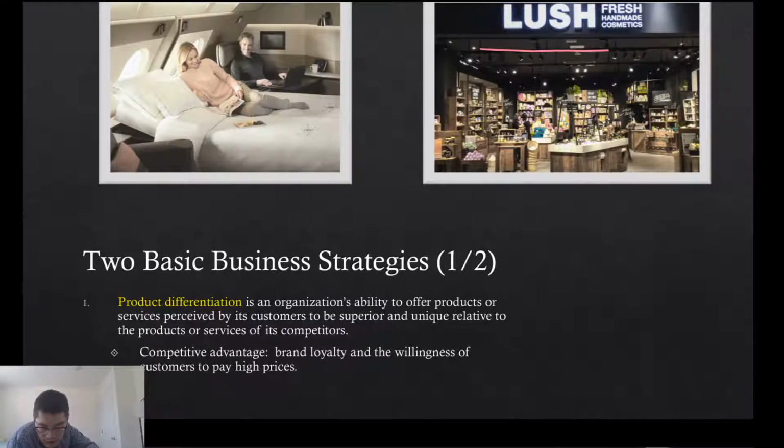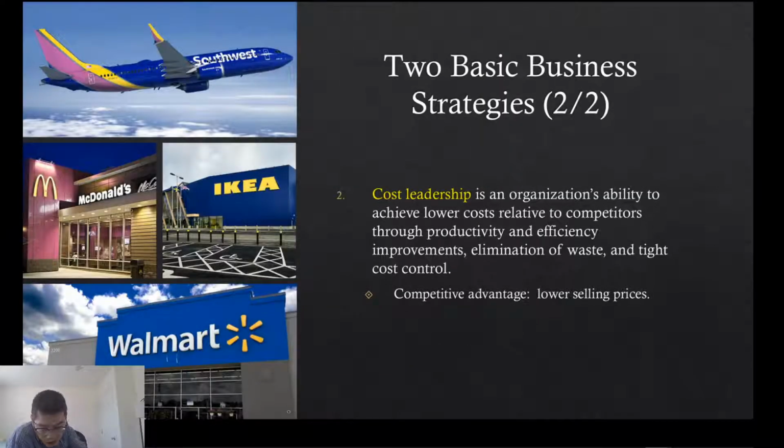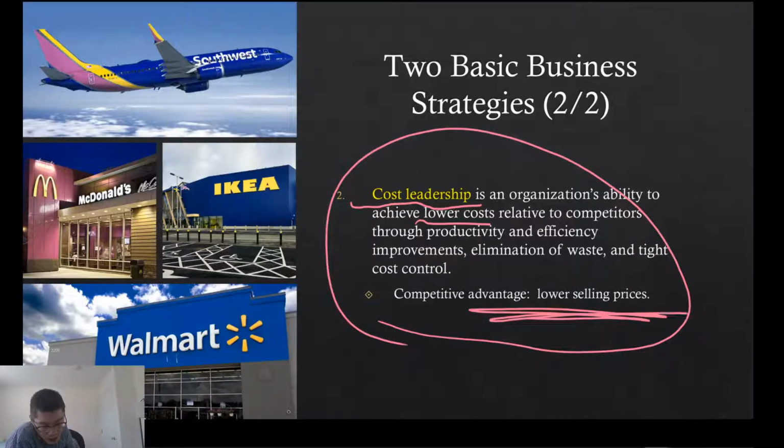And the second strategy is called cost leadership. Cost leadership is an organization's ability to achieve lower costs relative to competitors through productivity and efficiency improvements, elimination of waste, and tight cost control. So the advantage of cost leadership is offering a lower selling price, and it's very competitive, actually. One of the most famous examples of cost leadership is Walmart. Okay, Walmart is one of the cost leaders.